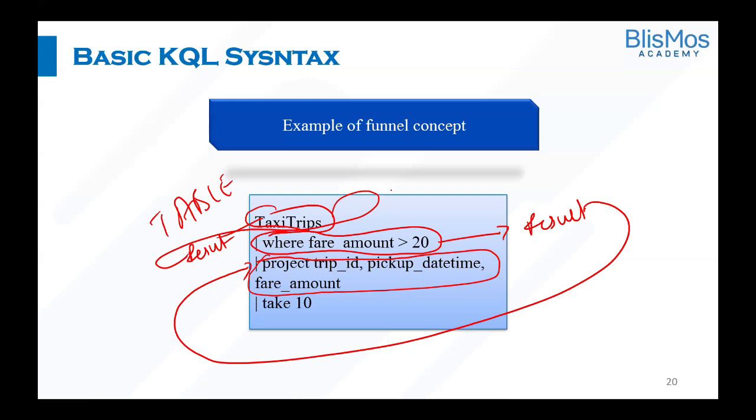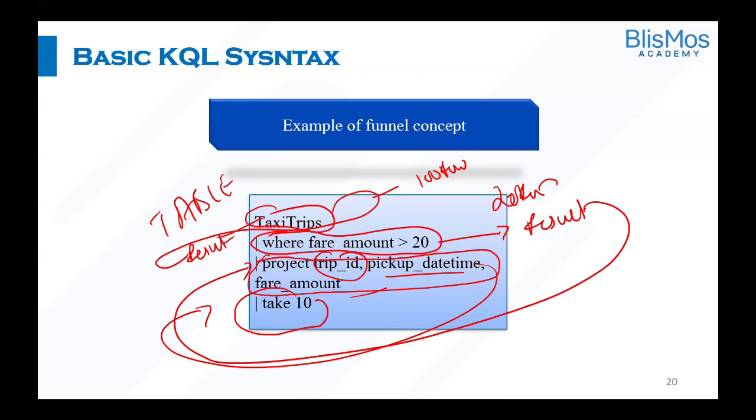Let us say you have 100 rows. All the 100 rows are funneled into this, and only 20 rows will qualify. These 20 rows are projected here. Project means it's kind of selecting; we are selecting some columns. Within that, this will be funneled to the next result, where we are taking only 10 rows. Again, some Linux-like commands are used here. Take 10 means it's limiting the result to only 10 rows. You guys got it?